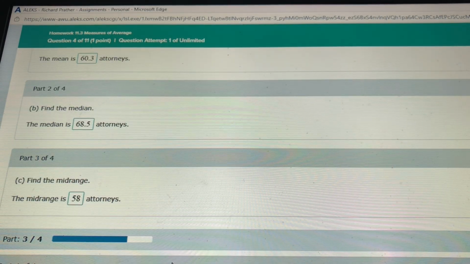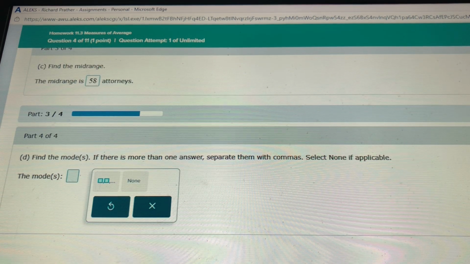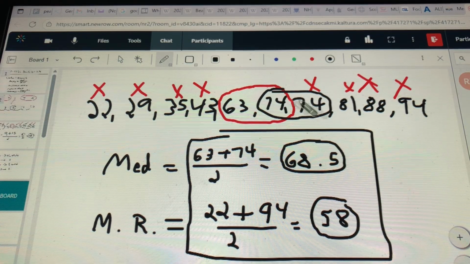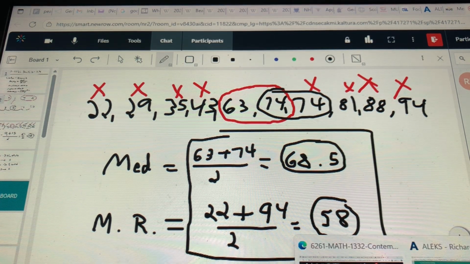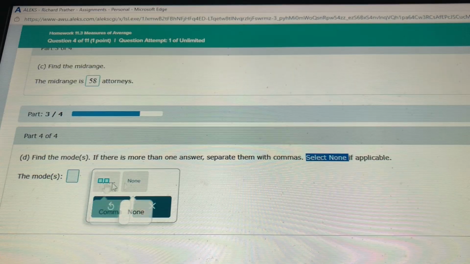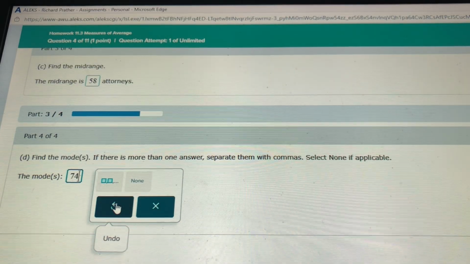And finally, the mode. Is there any repeats here? There's two 74s. You have to have at least one repeat, otherwise there's no mode. And when there's no mode, you either say no mode or none. Here they say none. Select none. You just click this none if there wasn't any. But we did have one 74.